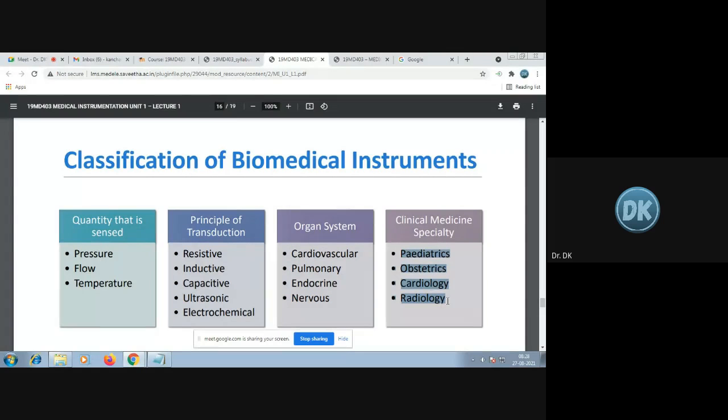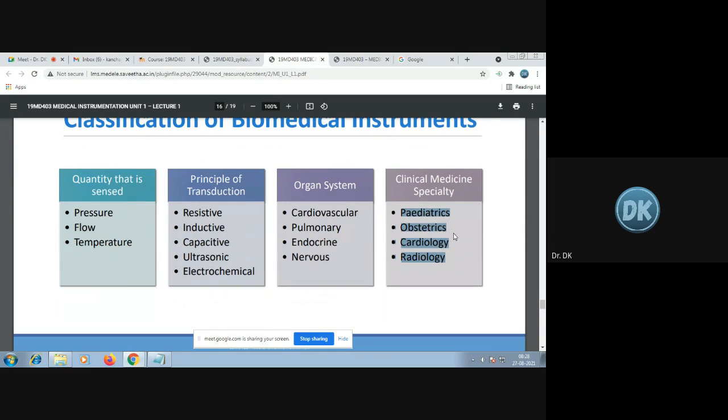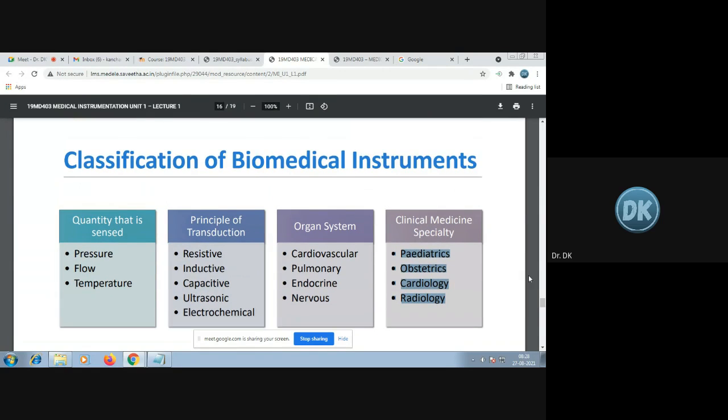And the last one is based on clinical medicine specialty. This is related to the hospital settings. In a hospital we have different departments, right? Pediatrics, obstetrics, cardiology, radiology, all those things. So based on where in the hospital we are going to keep the equipment, we can classify it.